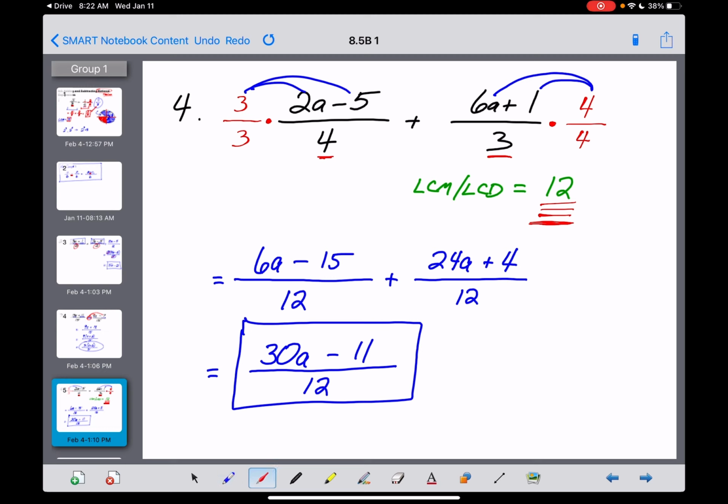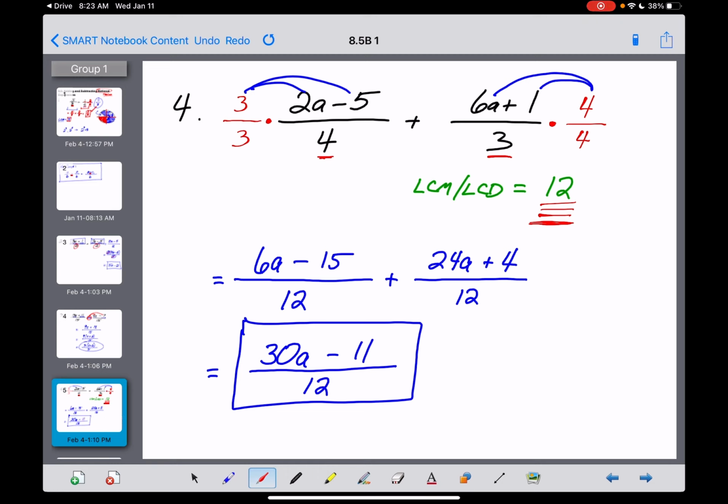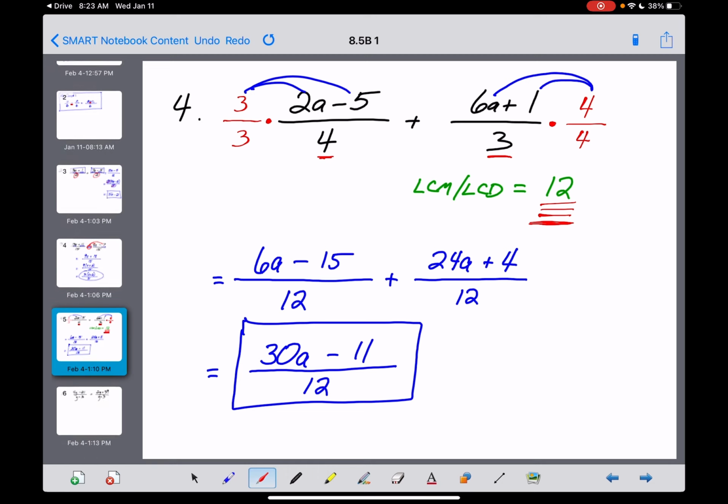Now, just for the sake of argument, if instead of 11 this was a 10, then yeah, we could divide out a 2 in the numerator and get what? A 15a minus 5 all over 12, and then divide out the 2s right here, a 1 and a 6, and then you'd end up with 15a minus 5 all over 6. That would be your answer then. So I just want to warn you guys that certainly can happen, but the way that this problem worked out, we couldn't factor anything, so you can't cancel anything.